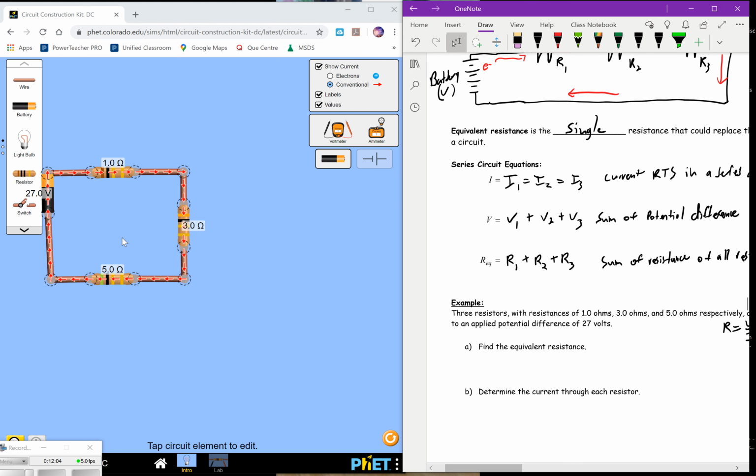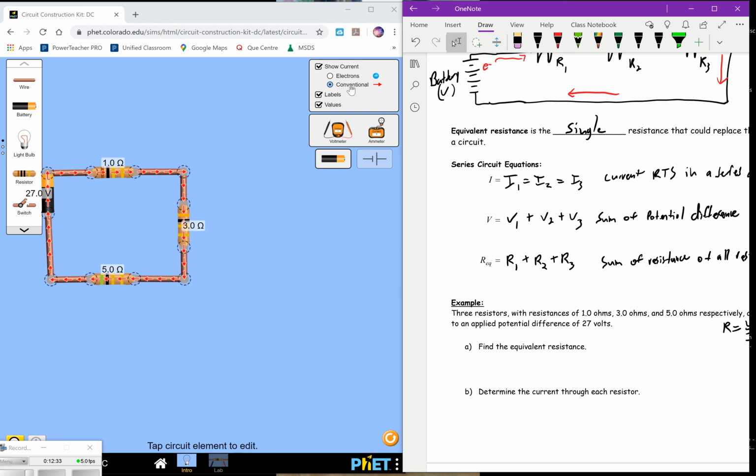Connected in series, we only have one path for the current to flow. We can see that conventional current flowing there, due to an applied potential difference of 27 volts. We've got our battery here, which is supplying the difference of 27 volts from high potential to low potential. And that's how this positive charge is moving from high potential, or positive potential, to low potential, or negative potential.